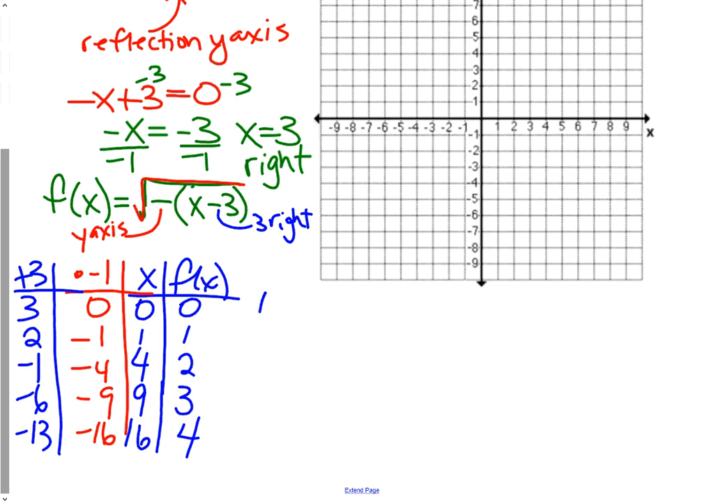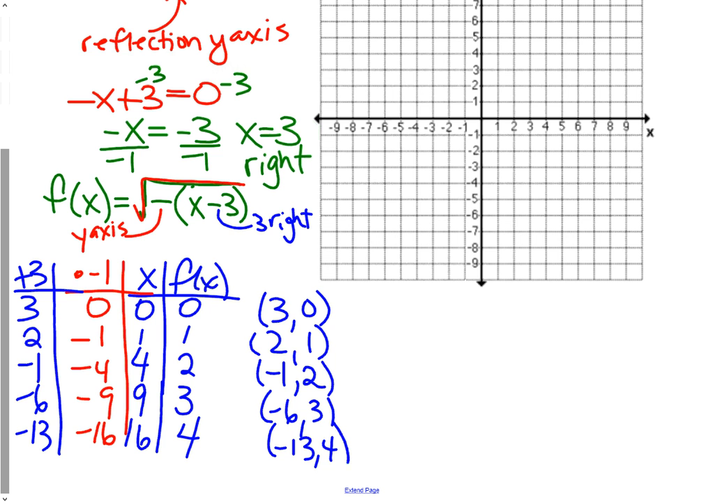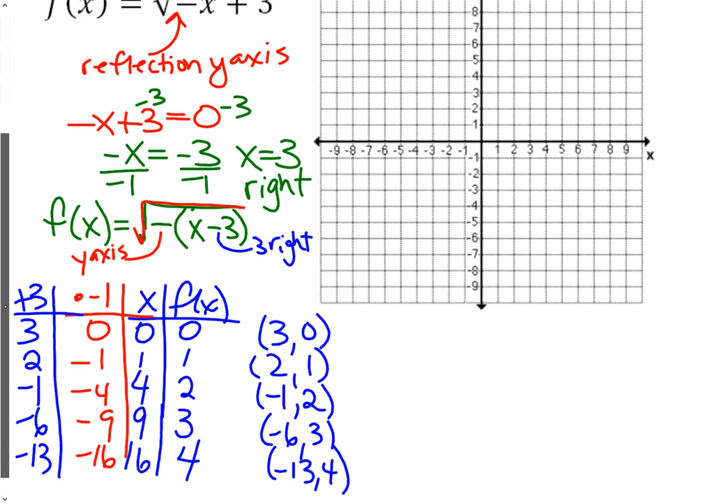And now we have our new points that we can go ahead and plot and see what this looks like. So what we should notice when we plot this is that it should be a square root graph to start, reflected in the y-axis, so that horizontal reflection, and then moved 3 to the right. So let's see what we got.